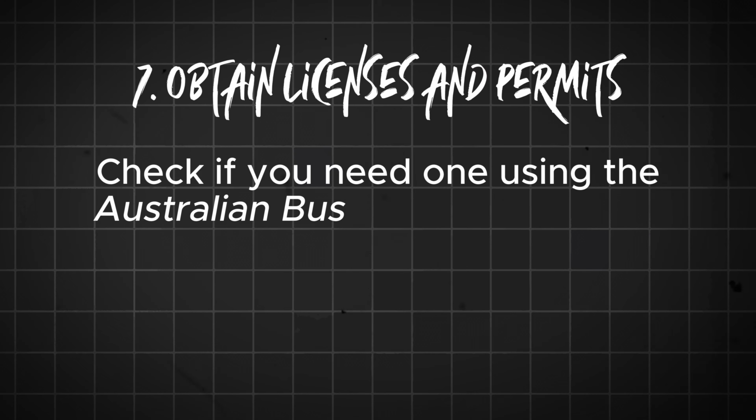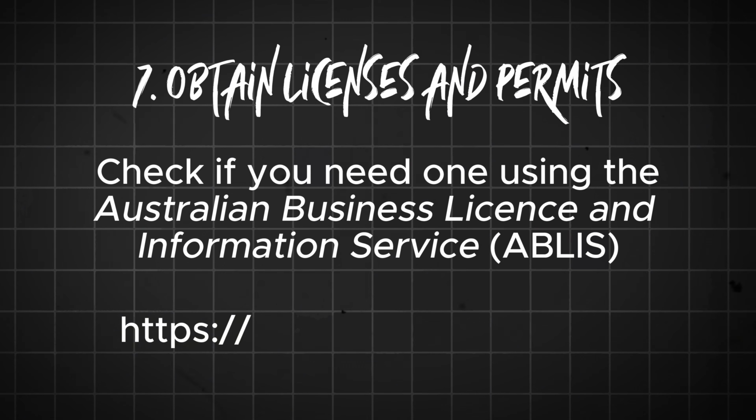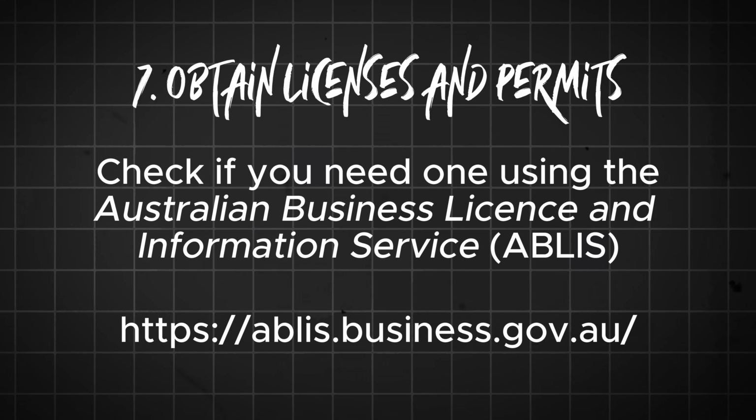For example, if you're handling food, maybe you can use the Australian Business License and Information Service, also known as ABLIS, to identify if you need one and how to get it. Link in description. Next one, again, not mandatory, but strongly recommended.